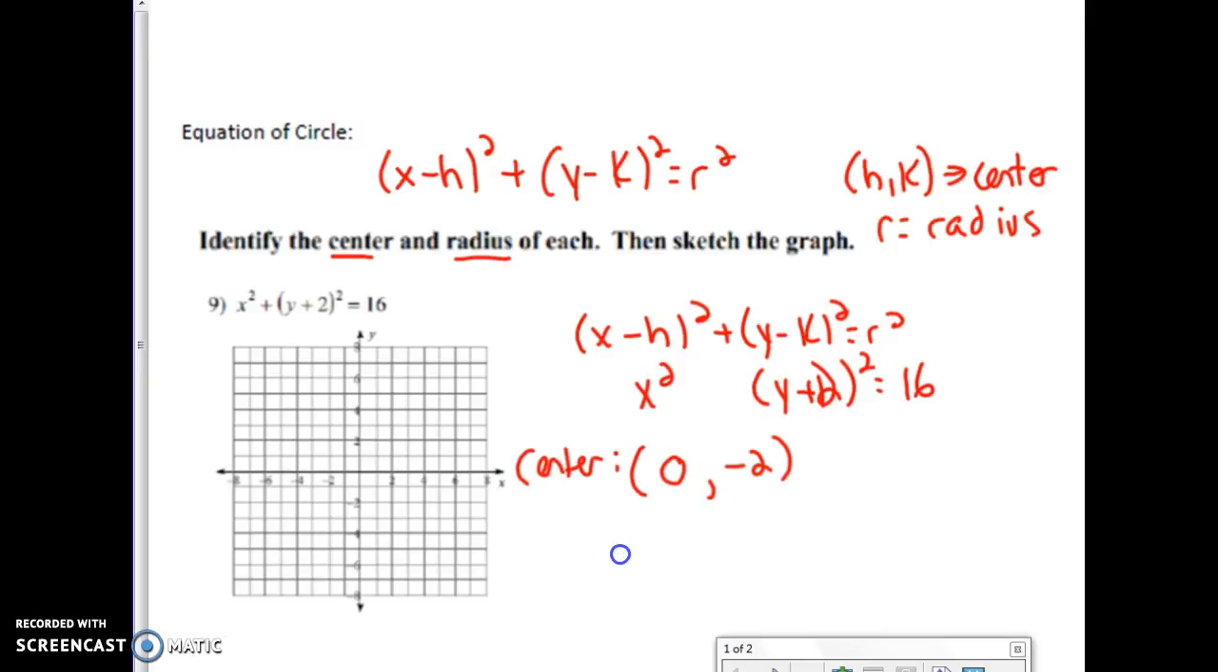So I'm going to plot my center at (0, −2). Now I just have to find out what my radius is. So I have r² = 16. So that looks like r is 4. That means the distance from the center is 4 units. 1, 2, 3, 4, in each direction, and I'm just going to draw a rough circle. Okay, that would be your graph for your circle.